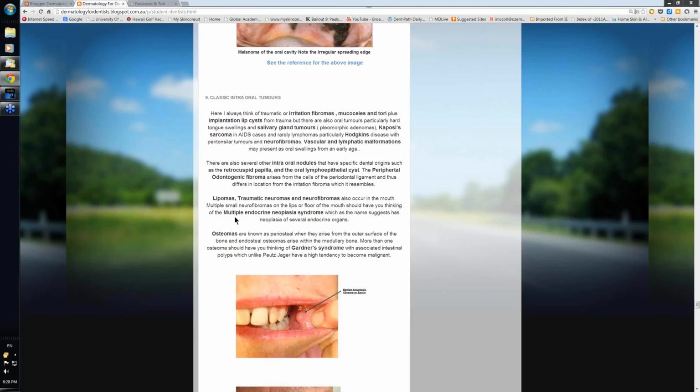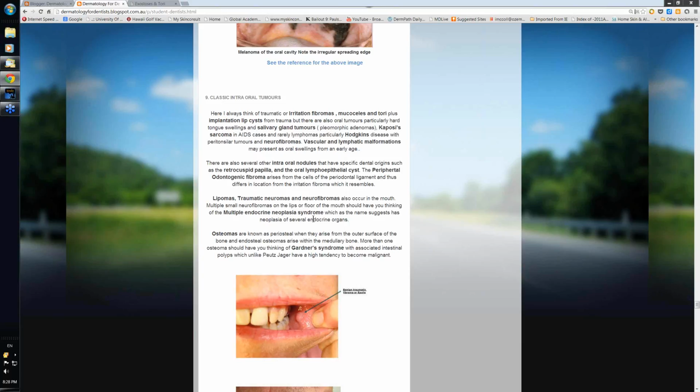That should have you thinking of this condition, the multiple endocrine neoplasia syndrome. And as that name suggests, endocrine neoplasia. That syndrome, it's an autosomal dominant, but it's associated with neoplasia of several endocrine organs. So cancer of thyroid or other endocrine organs may be seen in this syndrome. So little neurofibromas on the inside of the lip or the floor of the mouth should have you thinking of that. They sometimes look a bit marfanoid. You know, it just means they're long and thin.